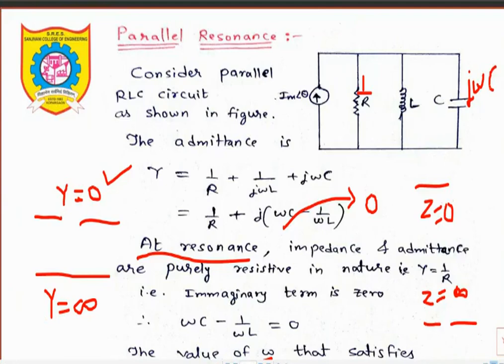So in parallel resonance, this L and C combination will act as an open circuit. This combination at the resonant frequency is acting as an open circuit. So you can note this point: the parallel LC combination acts as an open circuit at resonance.